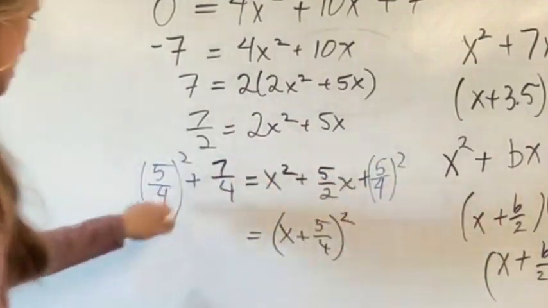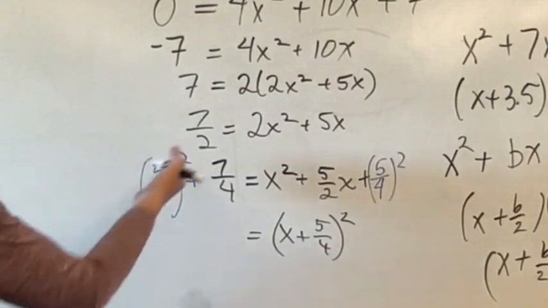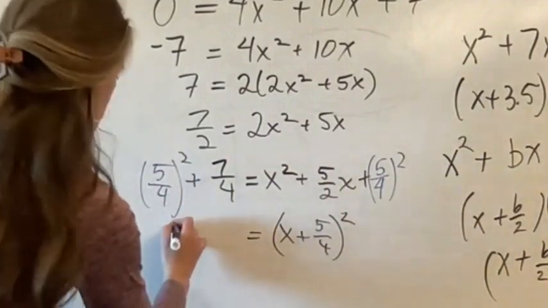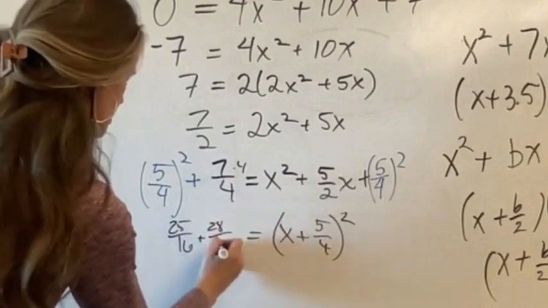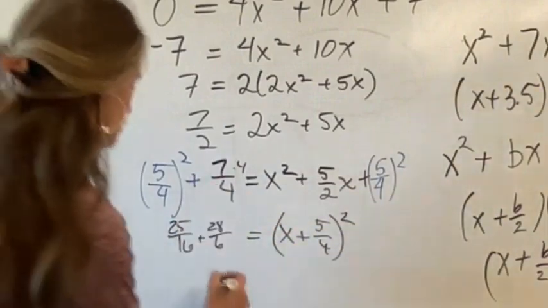This is yuck. Blech. What is this? 25/16 times 4 plus 28/16. Now I have something terrible.